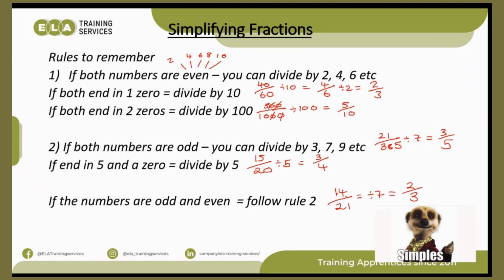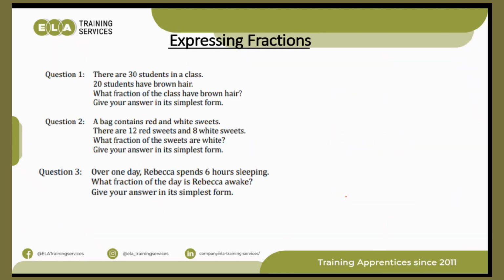So this is what we're now going to have a look at. Expressing and simplifying. There are 30 students in a class. 20 students have brown hair. What fraction of the class have brown hair? Give your answer in its simplest form. So we know we've got 20 over 30 students.